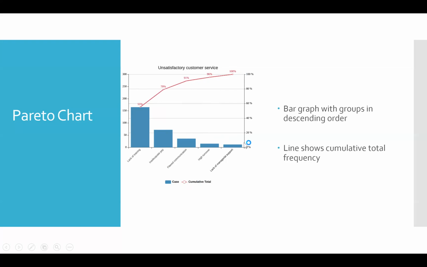So when you have it in an order other than maybe alphabetical or numerical, it's still a bar graph, but it's called a Pareto chart. Fancy name.